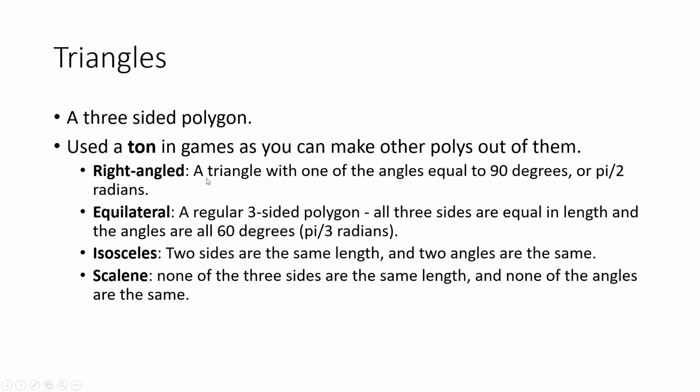And triangles can be right angled, which means one of the angles inside is 90 degrees. They can be equilateral, which means all the angles are 60 degrees. Or they can be isosceles, which means all the angles are different. Oh no, sorry, I beg your pardon. Isosceles means two of the angles are the same. And scalene is where none of them are the same.